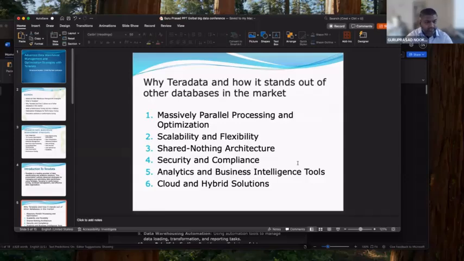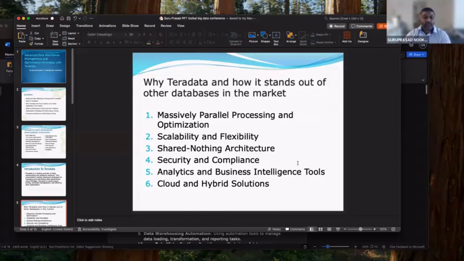Sixth one, last but not least, is cloud and hybrid solutions. Teradata also offers cloud and hybrid solutions that give the users more flexibility and convenience. Teradata can be deployed on premises or on the cloud or on a hybrid model, in any one of that way, depending on the business needs and preferences.